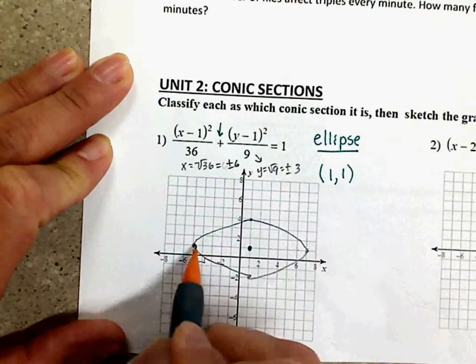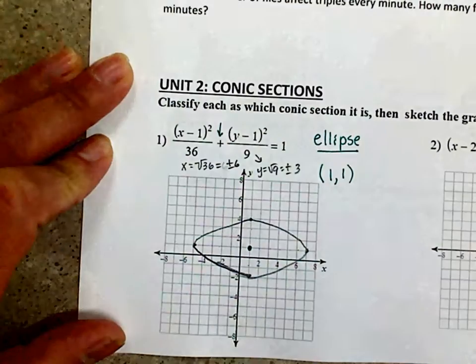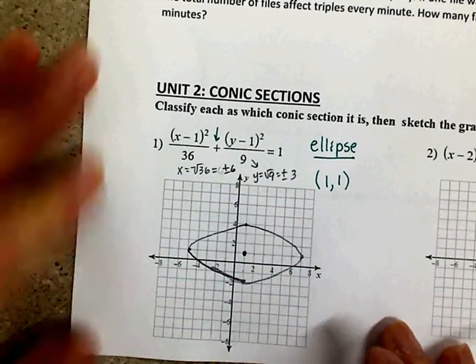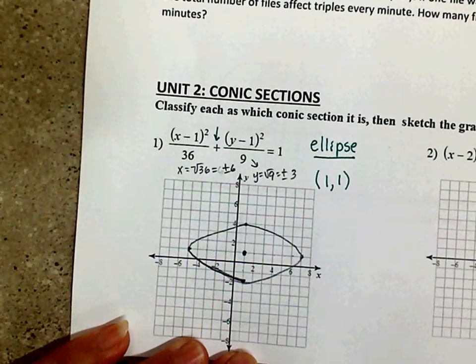Layman's term, it's an oval. So try to make it as best as you can. Okay? There's number 1.